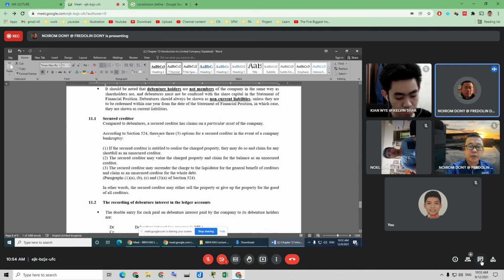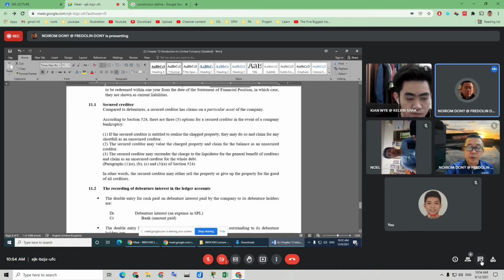According to section 524, there are 3 options for a secured creditor in the event of company bankruptcy. If the secured creditor is entitled to realize the charged property, they may do so and claim for any shortfall as an unsecured creditor. Meaning if they sell off the property and it only fetches 10,000, but the debt is 30,000, then the other 20,000 they can claim as unsecured creditor.